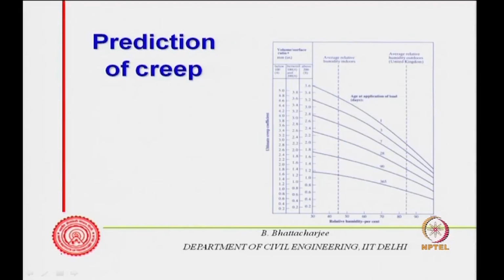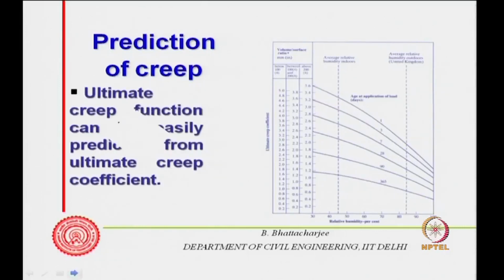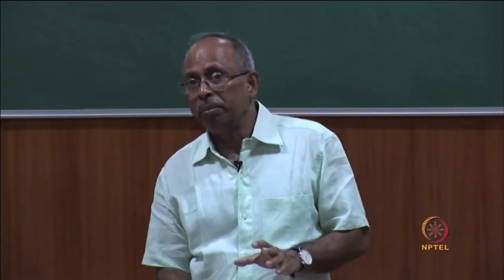So, exposure condition, volume to surface area ratio, and age, these are the three main factors that were considered to find out the ultimate creep coefficient. If you know the ultimate creep coefficient, then you can find out the ultimate creep function, which you have seen in the last lecture. The formula is the same because the definitions are the same; there is no variation in the definition compared to the ACI method or other methods.